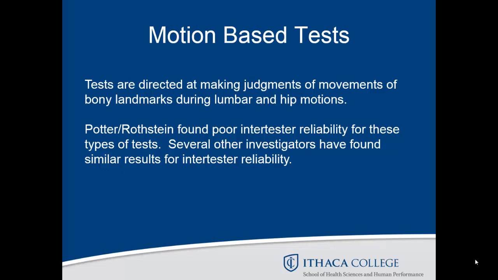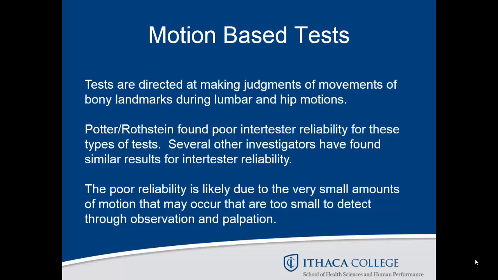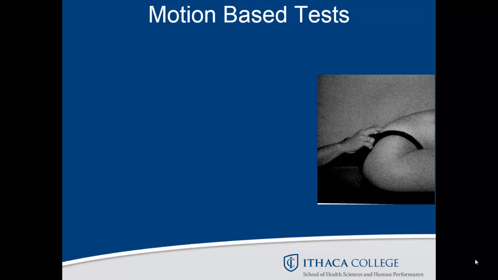But again, I'll remind you, we don't just stop doing them because SI joint dysfunction is difficult to diagnose. And so we still do them, again, trying to build the preponderance of the evidence. And again, the difficulty with these tests is it's hard to palpate these landmarks that we're going to use to judge motion, and then there's such a small amount of motion, it's difficult to determine whether there's more or less motion on one side compared to the other.